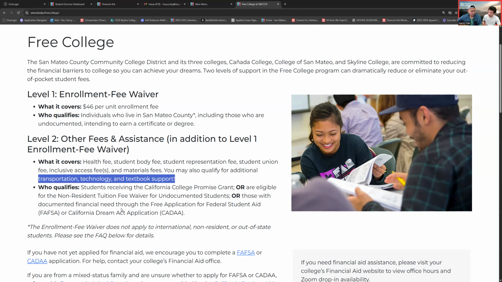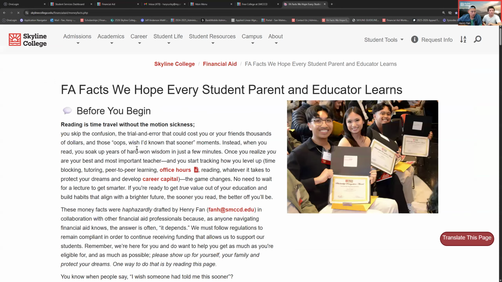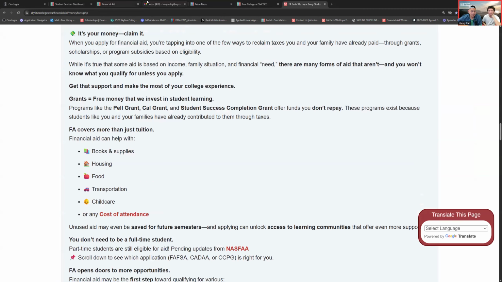I received, actually, I think two gas cards, one from this and then one from Promise. And then guess what's one of the first requirements of getting into Promise? It's to do your financial aid application. That's exactly right. So there's many more reasons why it's worth doing. We recommend you check those out for yourself in our money facts.